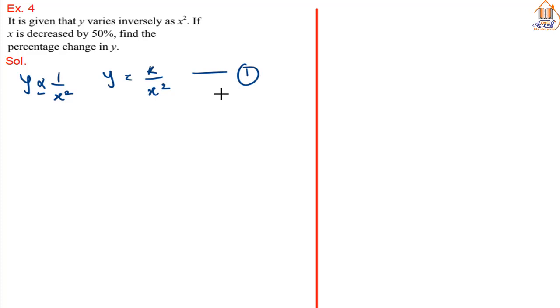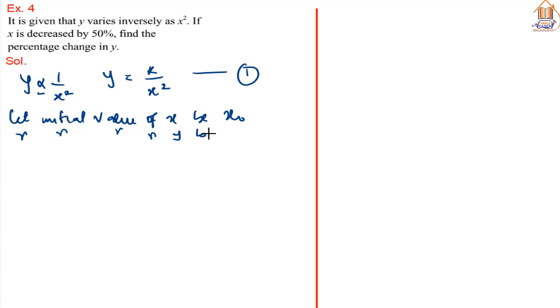Now, we are going to say, let the initial value of s be s naught, and let the initial value of y be y naught. Now, from the statement above, we have y naught equal to k all over s naught squared. Let's call this our equation 2.